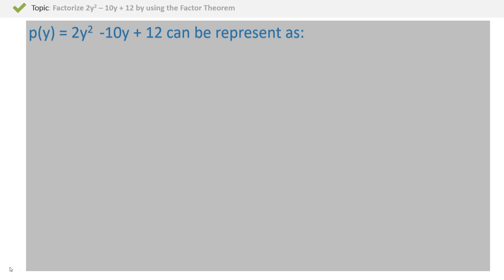Now I'm going to use the polynomial p(y) equal to 2y squared minus 10y plus 12, and this can be represented by dividing it by 2 and hence multiplying it by 1 by 2, which finally gives me p(y) equal to y squared minus 10 by 2 y plus 12 by 2, which gives you y squared minus 5y plus 6.